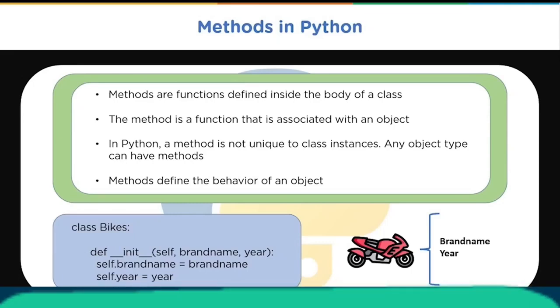In Python, a method is not unique to class instances. Any object type can have methods. And the methods define the behavior of an object. So that's why a BMW motorbike will be different from a Royal Enfield, because the behavior is different. The methods are different. If you see the example over here, you have a class bike, and in that there is an init function which will get invoked when you initialize the object of class bike, and then you can set the brand name and the year of manufacturing for that particular object.